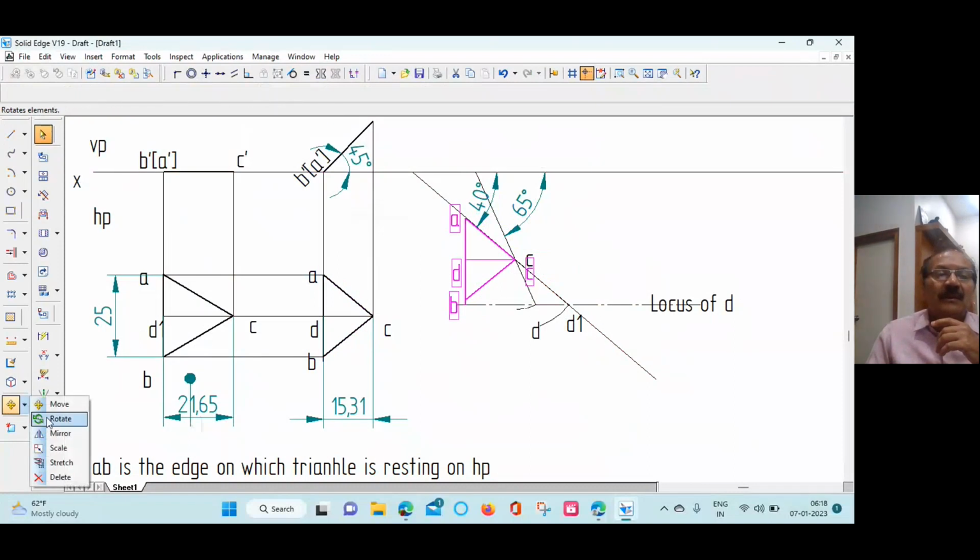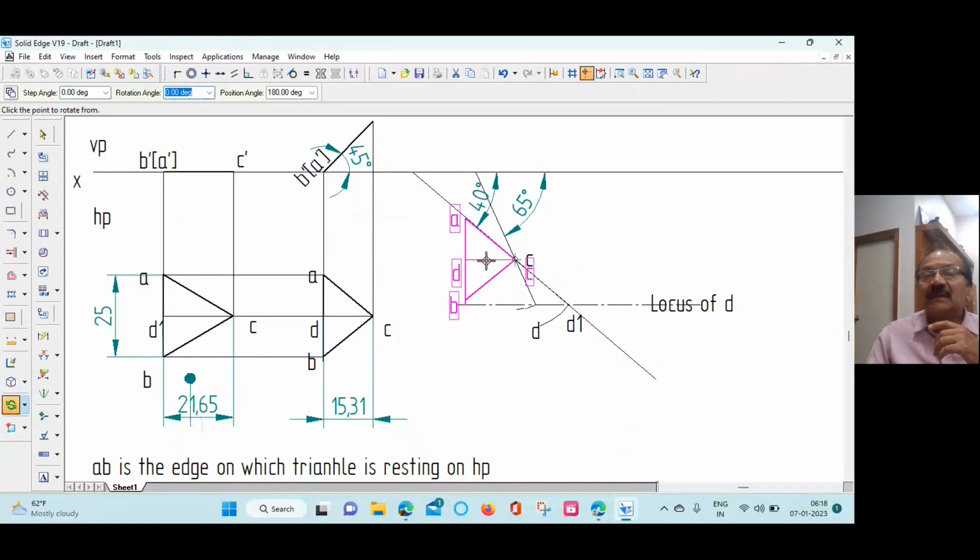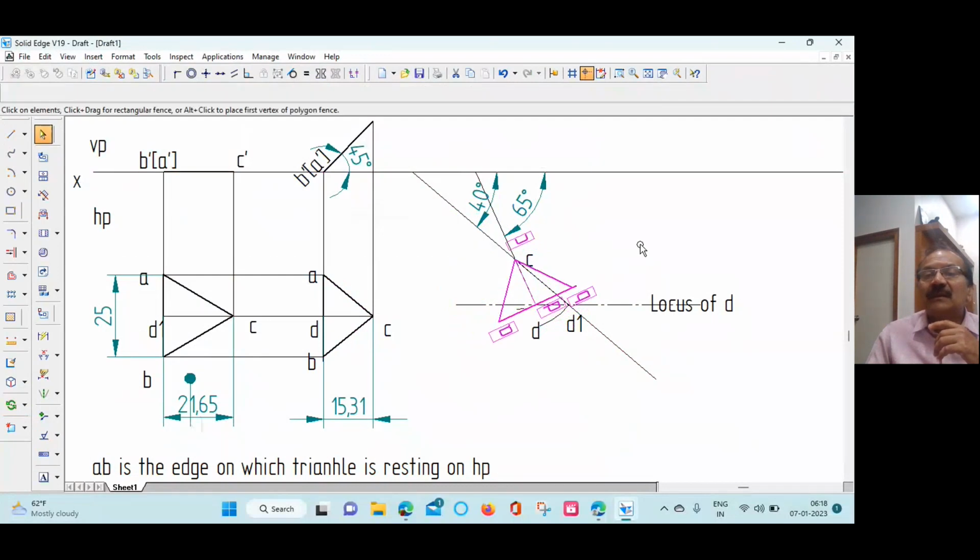Again go to the rotate command. Rotate. This is the center of rotation. This is the point to rotate from. Rotate it up to here. So we got CABD.